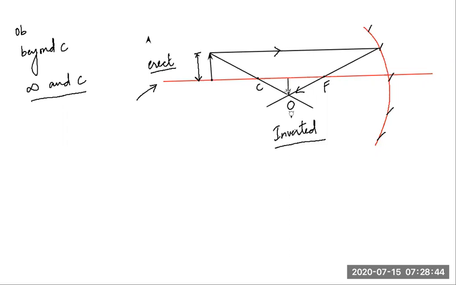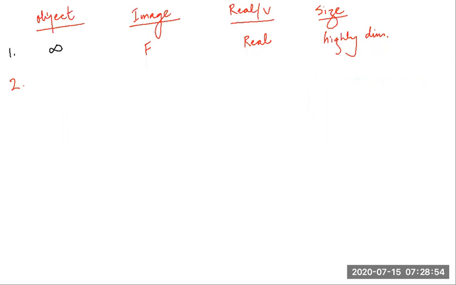And where is the image formed, students? The image is formed between C and F. Let me tabulate this. When the object is beyond C, the image is between C and F. It is real. You'll come to know the meaning of this. Don't worry. The size is slightly diminished, slightly less. You could draw it with scale and you will see it will be less.